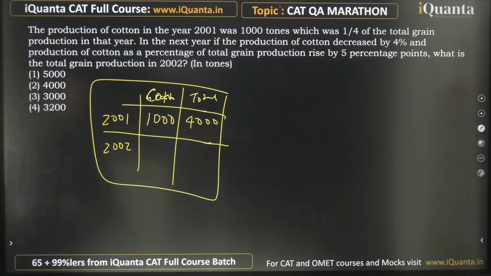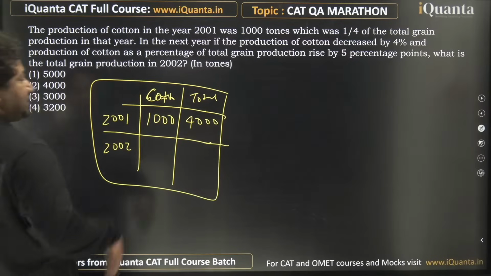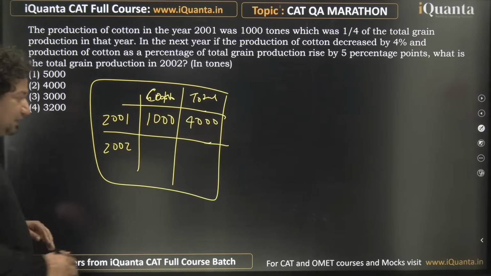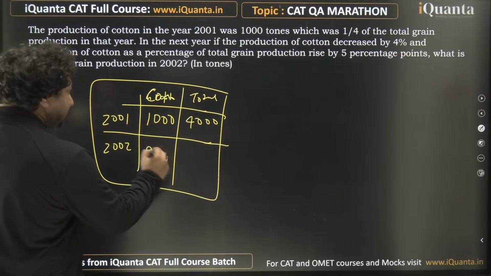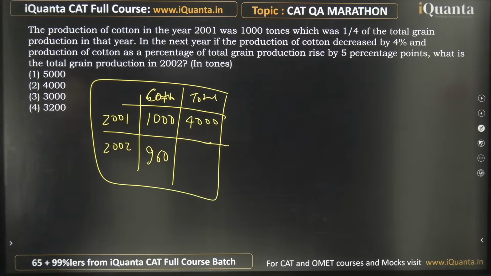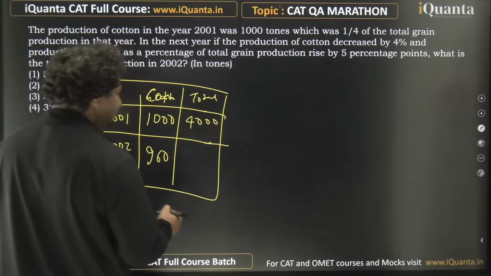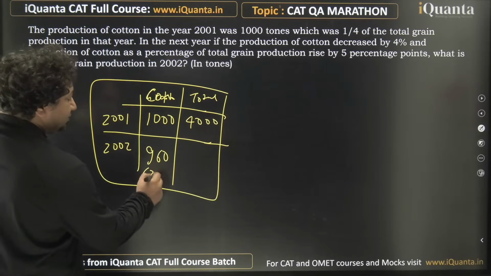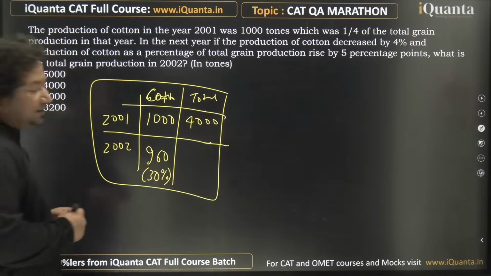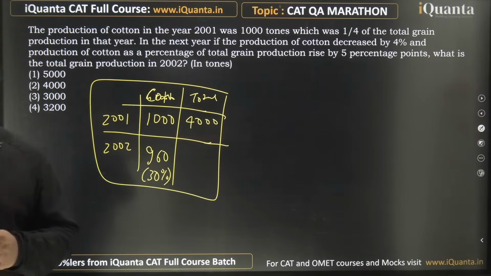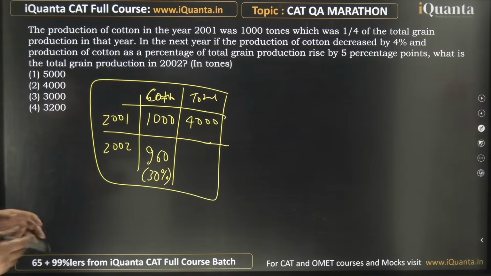Next year, production of cotton decreased by 4%. 4% of 1,000 is 40. I subtract that, 960 is the new cotton production. All right, and as a percentage of total grain production, it has increased by 5 percentage points. So now this will be 30% of total, isn't it? Initially it was 25%. Now it is 30%.